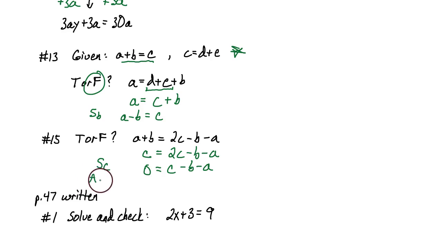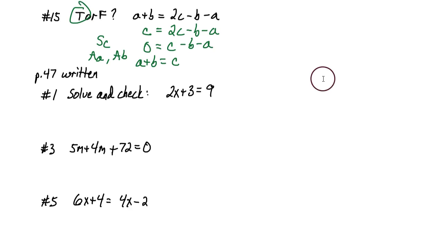Next, let's add a and add b to both sides of the equation. The left side will become a plus b, and the right side will become c. The reason I added a and added b was to eliminate the negative b and the negative a from the right side of the equation. At this point, we can tell that this is a true equation because it matches that first statement that was given to us.